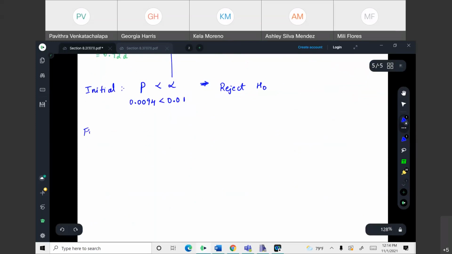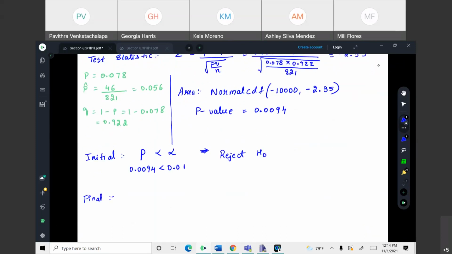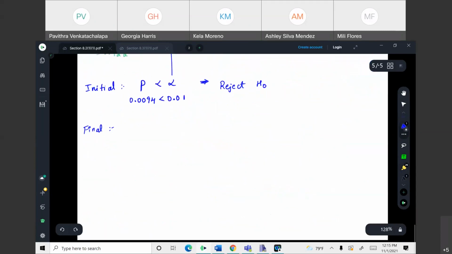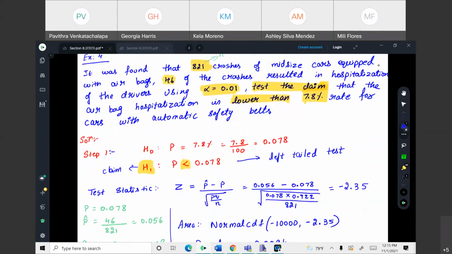Now, how do you make a final conclusion? It is reject H0, and which is your claim. Your claim is what? H1 will be your claim. How? Because they say it is lower than. So this lower than is present here. So this is your claim. Remember this. Initial conclusion is rejecting H0. Reject H0 and claim is H1.